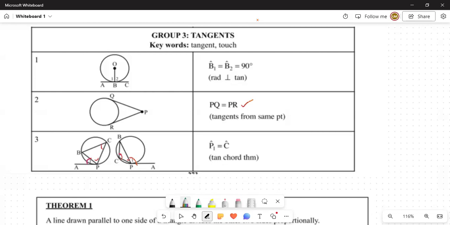So again, another thing is that you can do the opposite. They can say, please prove that PA is a tangent. If you can prove that C is equal to P1, then you can prove that it is a tangent because it follows the tan-chord theorem.